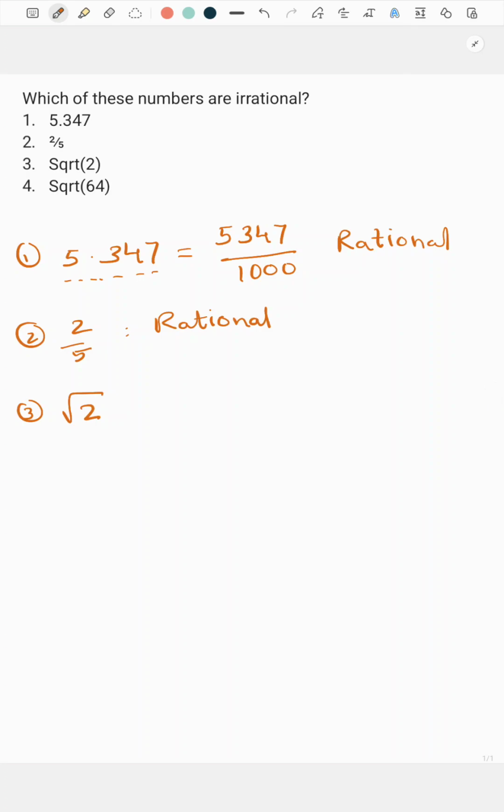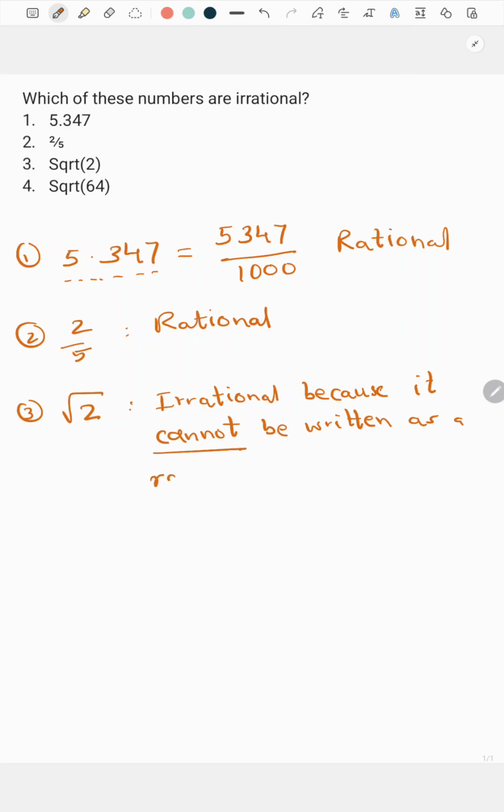In the case of square root of 2, you can show that it cannot be written as a ratio of integers. We'll make a separate topic on that. So why can square root of 2, or square root of any integer that is not a perfect square, not be written as a ratio of integers? But that's I guess a digression. So this is irrational because it cannot be written, not that it is not, but it cannot be written as a ratio of integers.